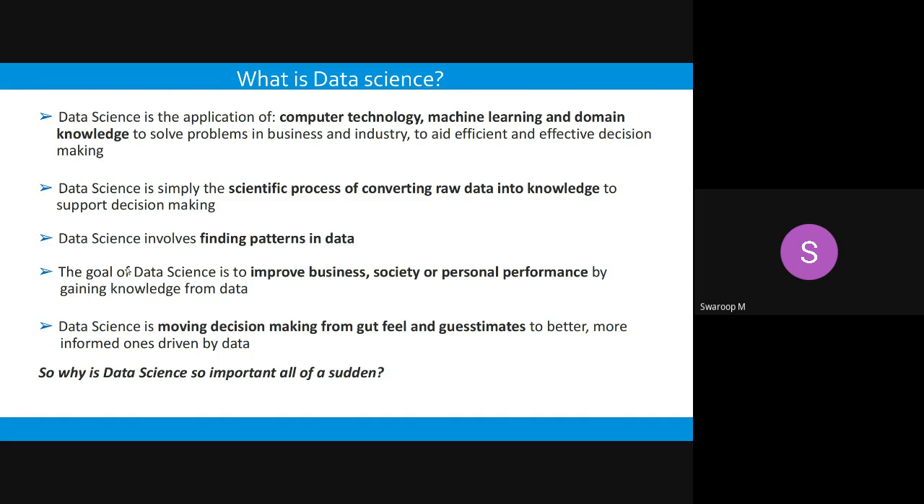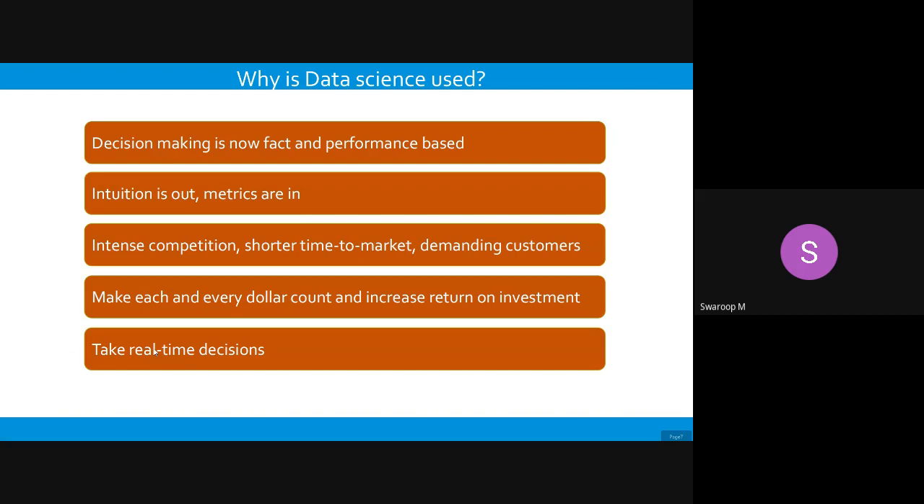The goal of data science is to improve business, society, or personal performance by gaining knowledge from the data. So data science is moving decision making from gut feel and guesstimates to better, more performant ones driven by data. So here we will have understanding: decision making is now fact and performance based, right? We can take decisions just like that, with quick performance. That means you open Google Maps, right?